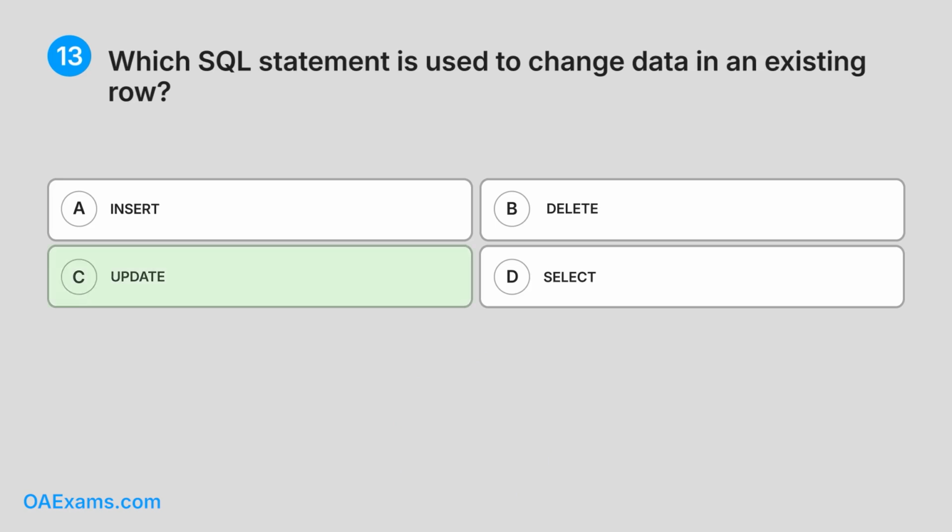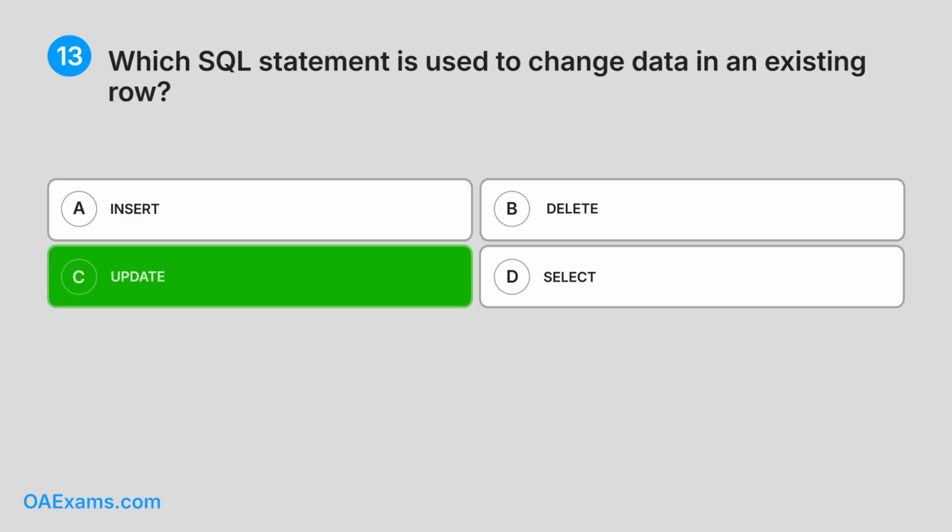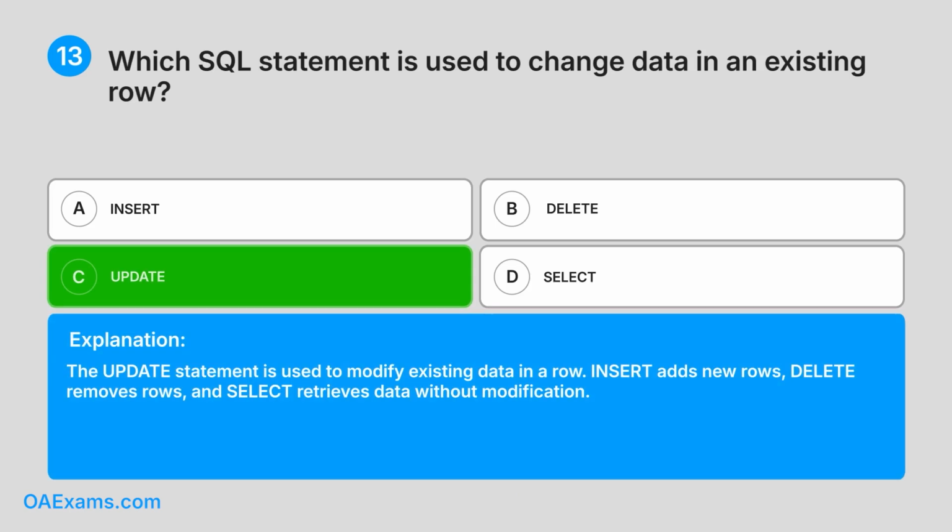Correct answer, C. Update. Explanation. The update statement is used to modify existing data in a row. Insert adds new rows, delete removes rows, and select retrieves data without modification.